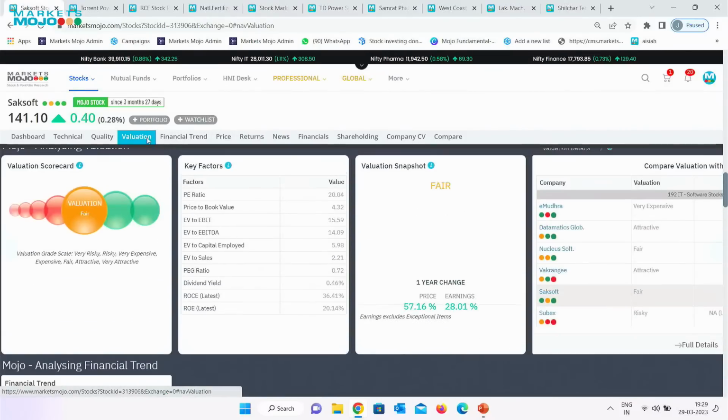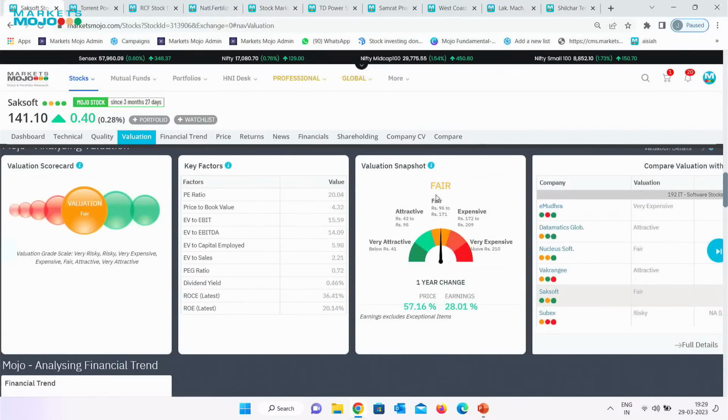I was talking about the valuation. It's at a fair range. So it's not expensive. If it was expensive, then it would not be a GARP potential. It's currently at a fair range. And the PEG is 0.72, so it's less than 1. It's another 20 PE ratio. So you're paying 20 rupees for every 1 rupee the company is earning.